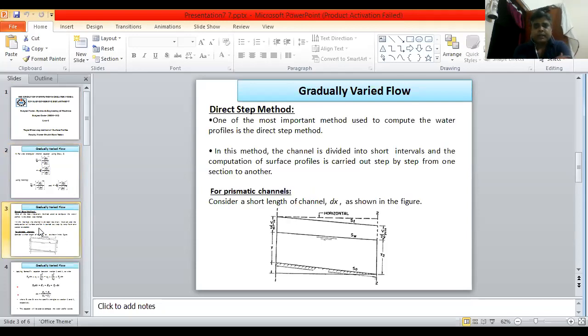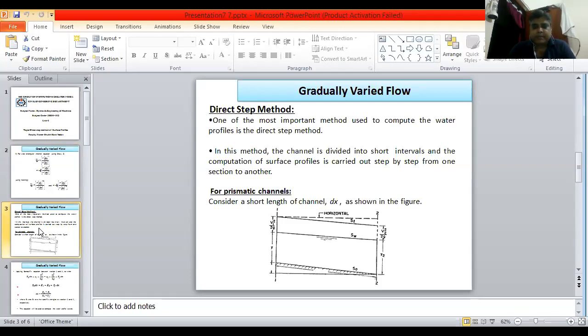Now, the direct step method. One of the most important methods used to compute the water surface profiles is the direct step method. In this method, the channel is divided into short intervals and the computation of surface profiles is carried out step by step from one section to another.